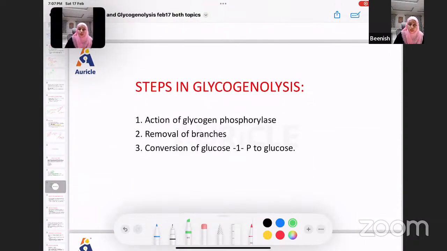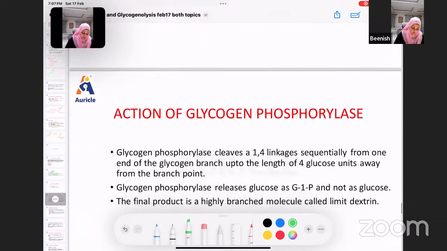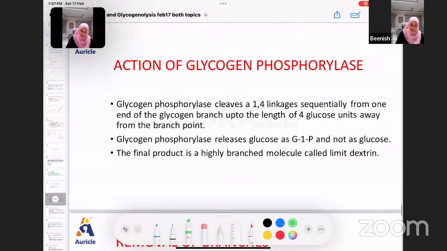Now the steps in glycogenolysis are action of glycogen phosphorylase, removal of the branches, and conversion of glucose 1 phosphate to glucose. So we'll discuss each of these steps one by one. Action of glycogen phosphorylase: glycogen phosphorylase cleaves alpha 1,4 linkages sequentially from the end of the glycogen branch up to the length of 4 glucose units away from the branch point.